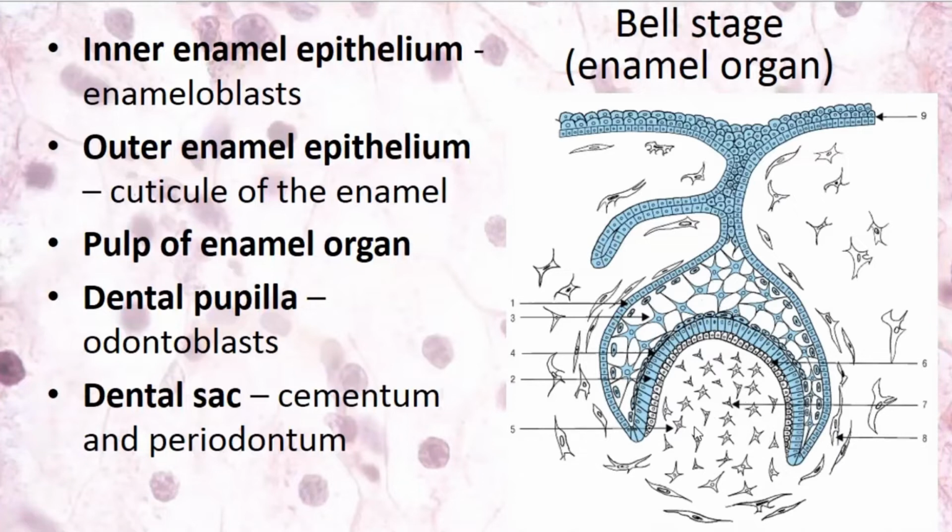We have the dental papilla. It's a mesenchymal structure. It forms odontoblasts in the peripheral region, which will form dentine. And also we have the dental bag or dental sac. It's also a mesodermal mesenchymal structure, and cementum and periodontum will develop from the dental sac. So the main progenitors of the main dental structures are already present at the bell stage. It's called the enamel organ.